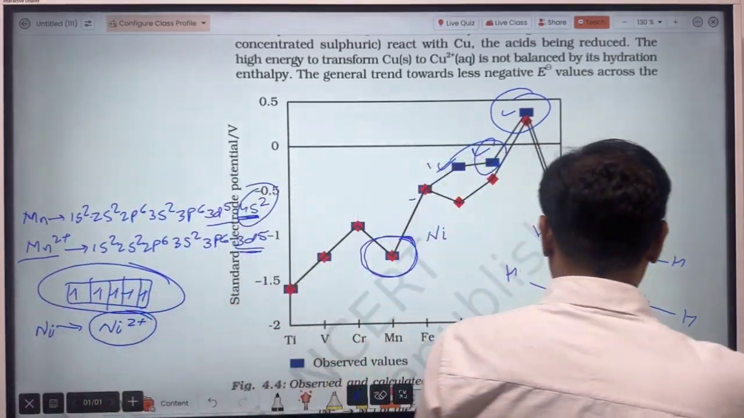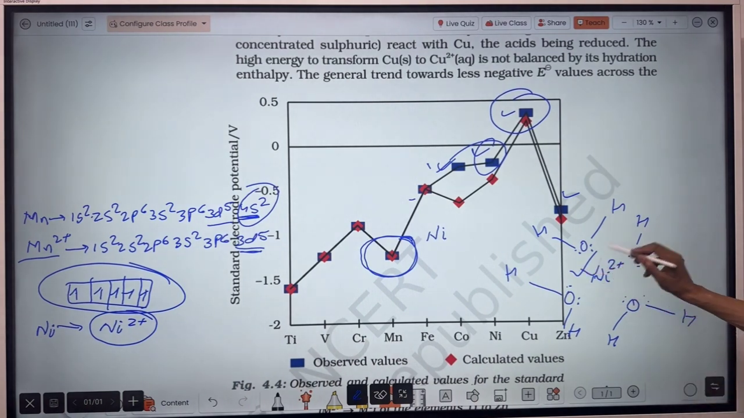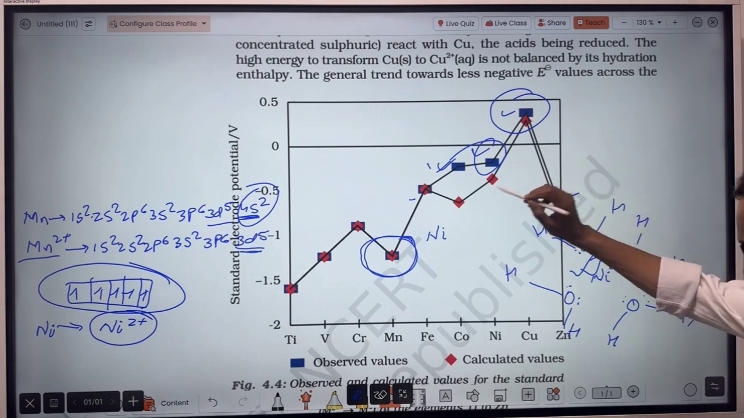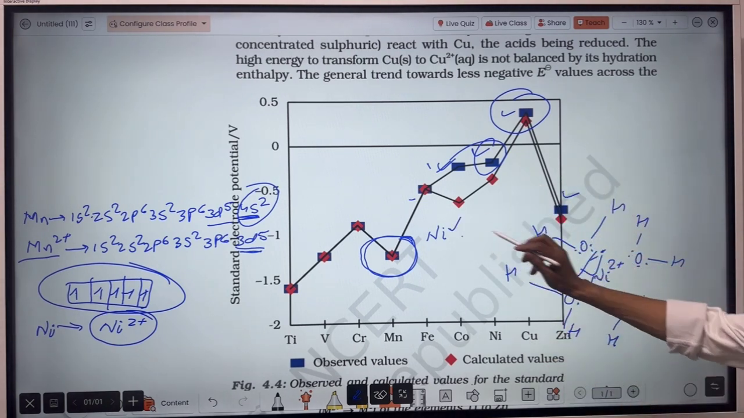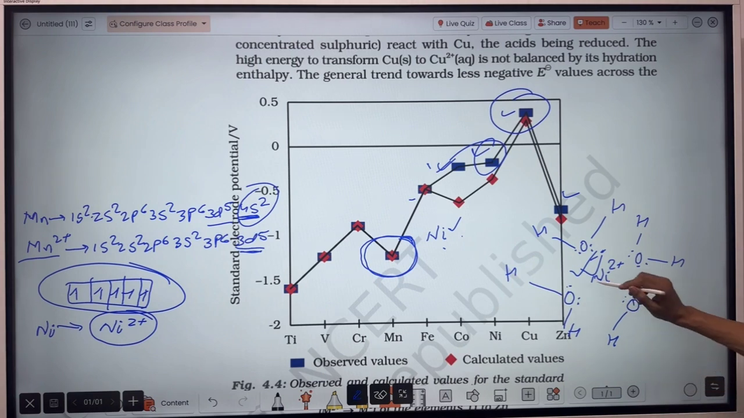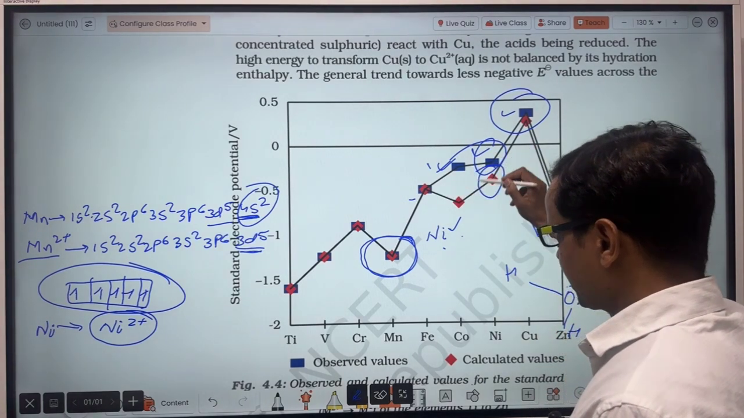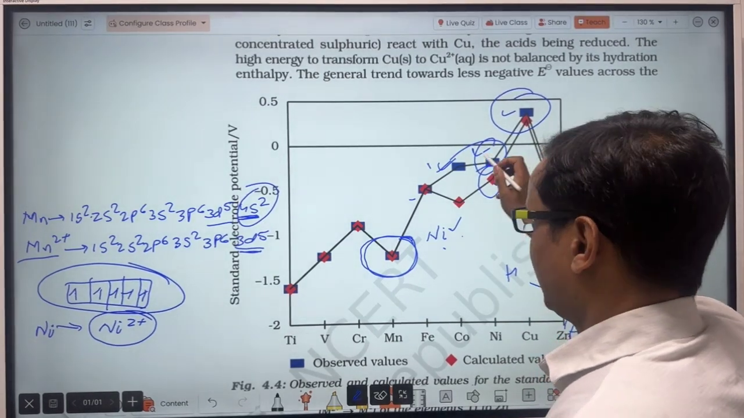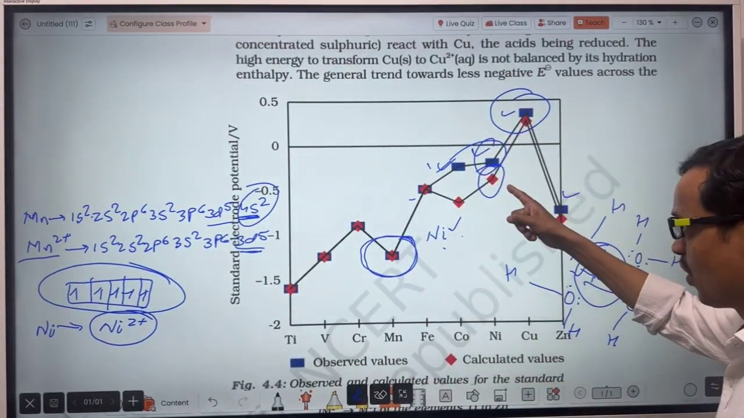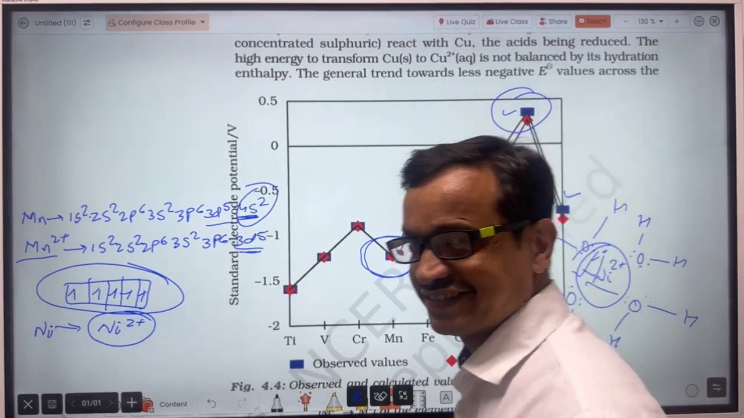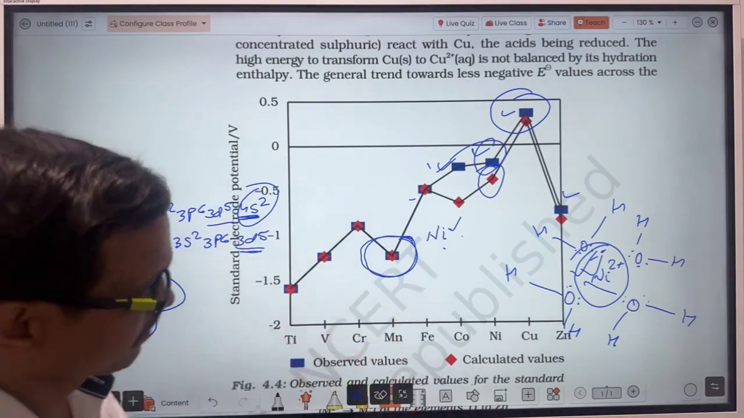So due to high hydration enthalpy, it has a greater tendency to be in the oxidized form. Energy is available to release the electron. Among nickel atom and nickel ion, nickel has a greater tendency to be in Ni2+, the oxidized form. That's the reason that in the case of nickel, the standard electrode potential is more negative than expected. And then zinc.